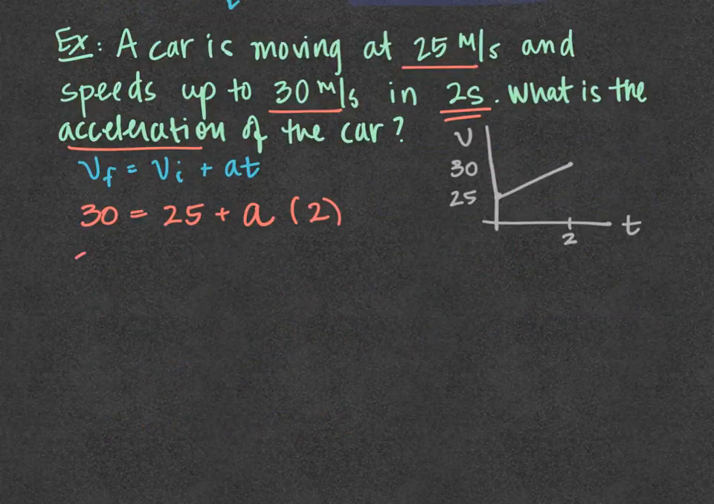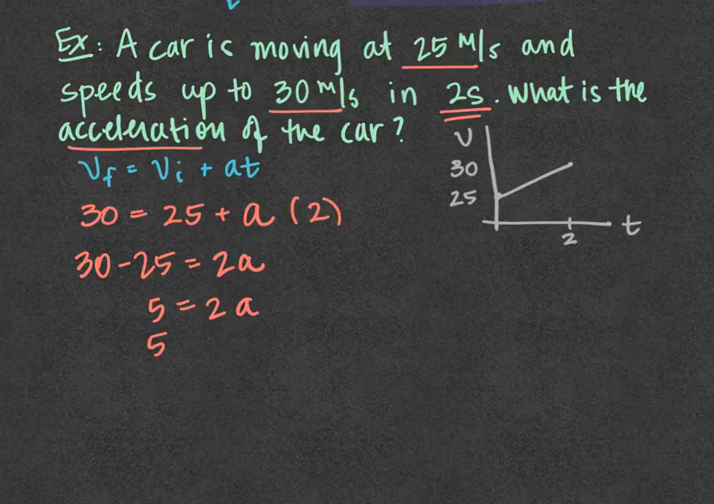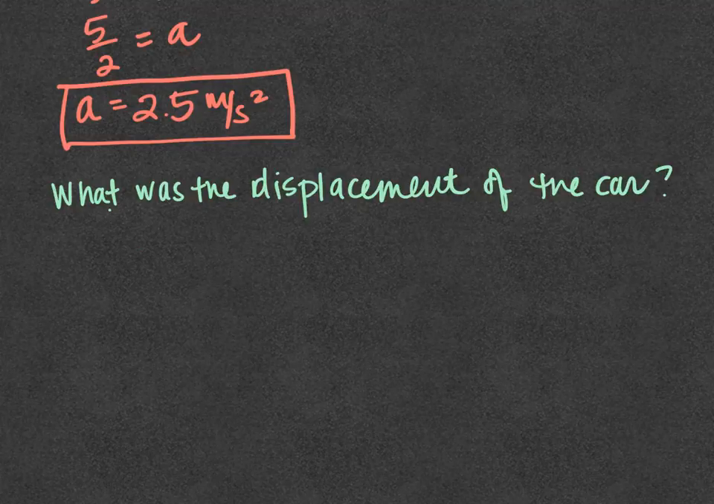Do our algebra. 30 minus 25 would be 2a. 5 is equal to 2a. 5 divided by 2 is a. So the acceleration is 2.5 meters per second squared. So now the question is, what was the displacement of the car? If you recall, displacement is the area under the graph. But this graph does not have a 0 initial velocity.